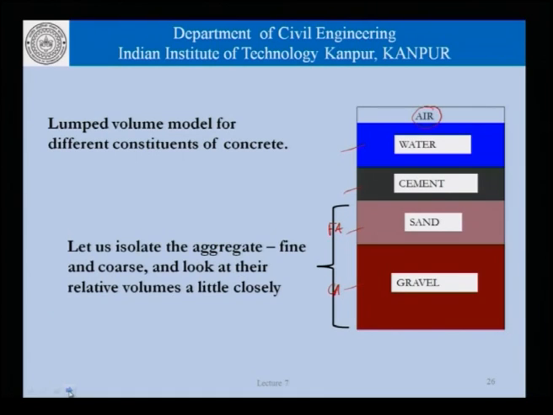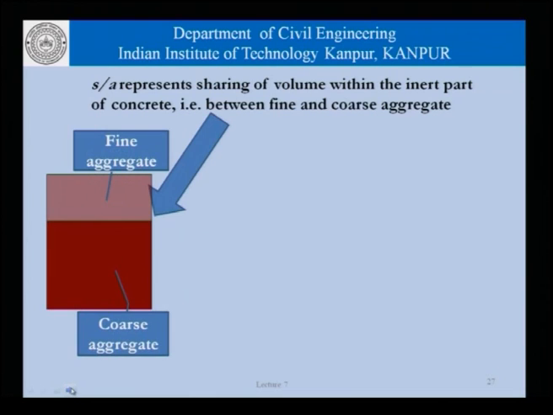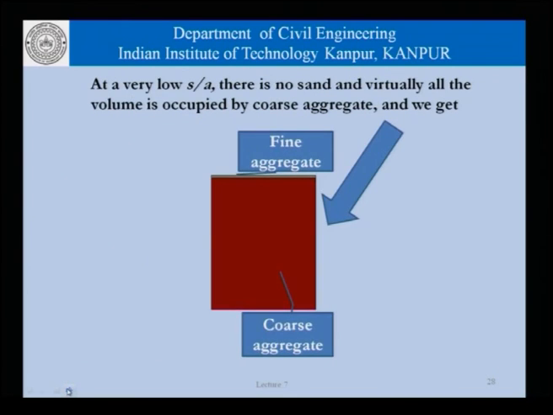If we isolate the aggregate, that is the fine and the coarse aggregate, and look at their relative volumes a little closely, what we will find is that S by A, representing the share of volume of the inert part, this is a normal case where we have a certain amount of fine aggregate, a certain amount of coarse aggregate. In another case, if the S by A is very low, that is, we put very little fine aggregate in the system and a lot of coarse aggregate, then we have what is called a no fines concrete, that is a concrete which does not have any fine aggregate. So, we have basically the air, water, cement, very little fines and a lot of coarse aggregate. Can you picture that kind of concrete in your mind?